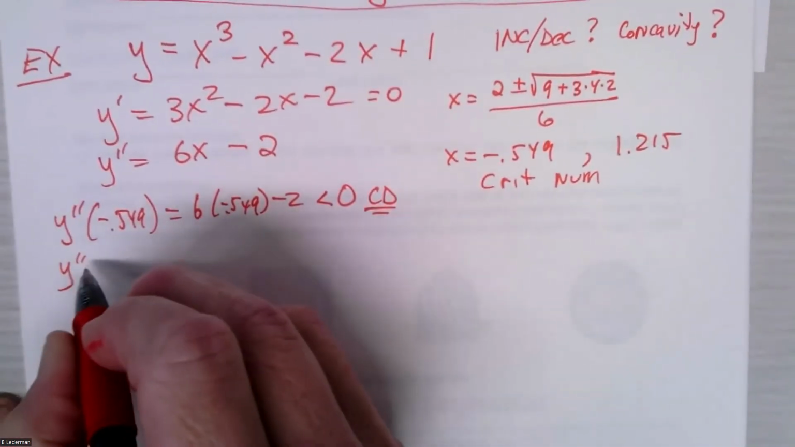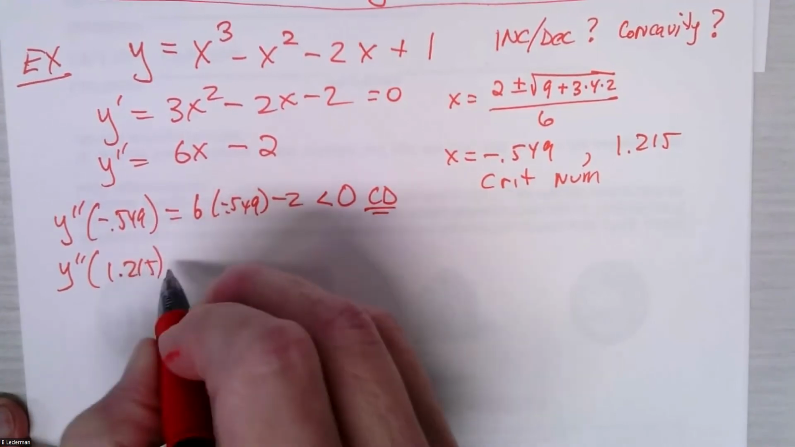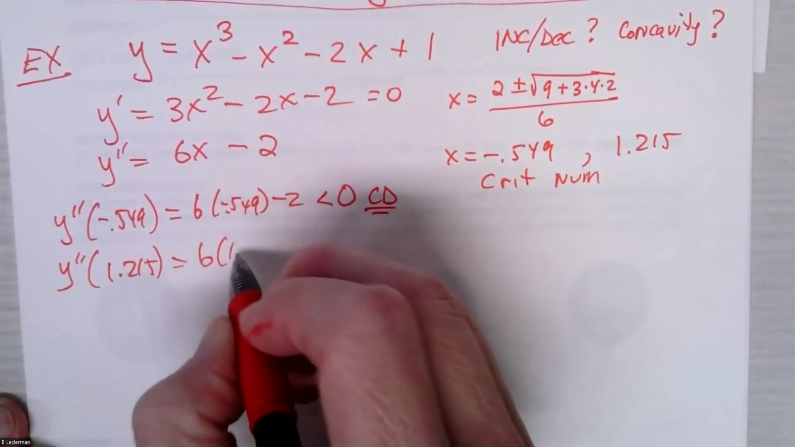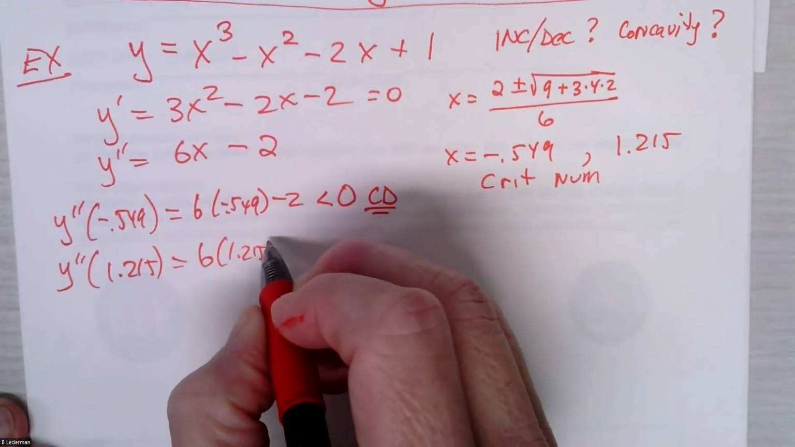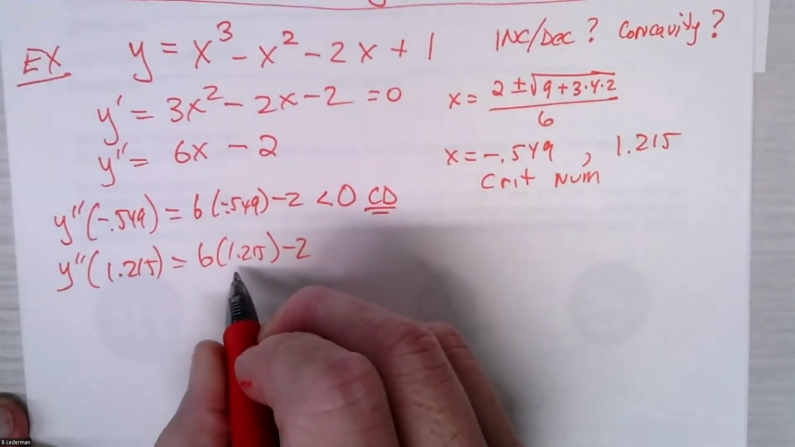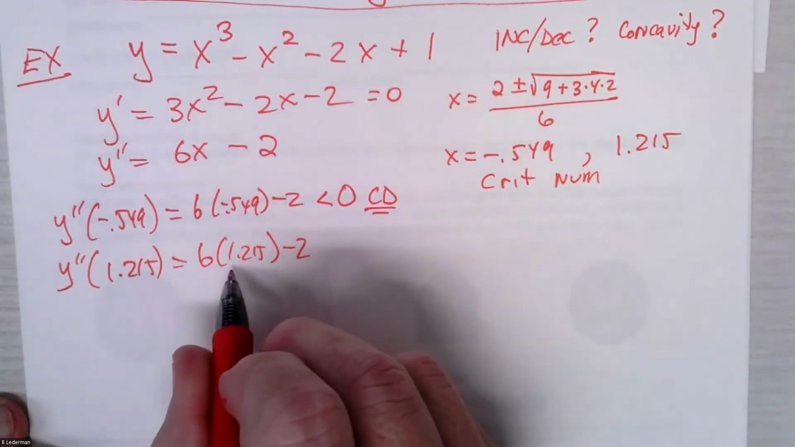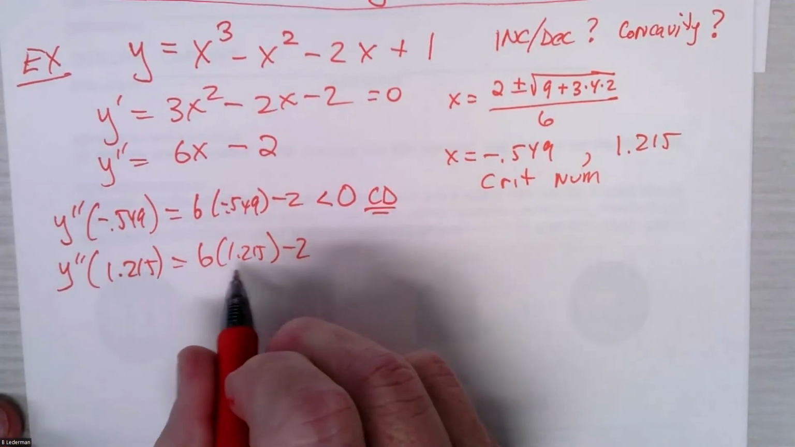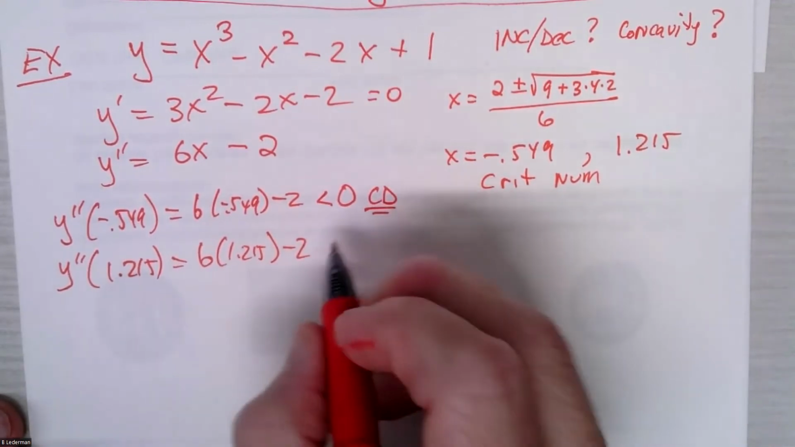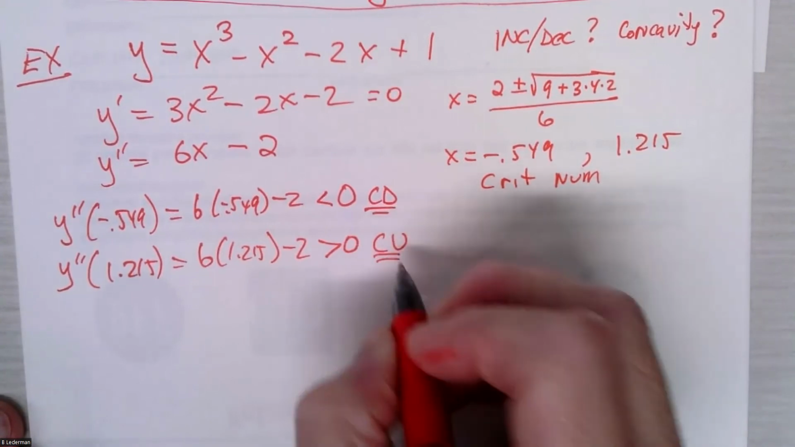And y double prime of 1.215 is equal to 6 times 1.215 minus 2. And what does that equal? Well, 6 times 1.2 is bigger than 6, and I'm only subtracting 2, so it's definitely greater than 0, so it's concave up.